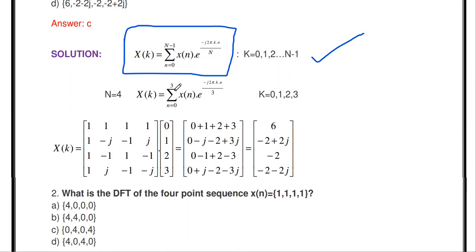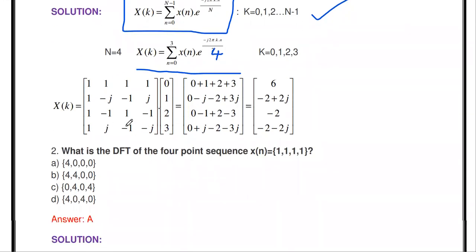Substituting N equal to 4 in the above formula, we get X of k equal to summation n equal to 0 to 3 x of n e power minus j 2 pi k n divided by 4. We have to calculate this X of k value for four k values: k equal to 0, 1, 2, 3. This method is the direct evaluation method. Shortly, this X of k value we can calculate using the twiddle factor multiplication.